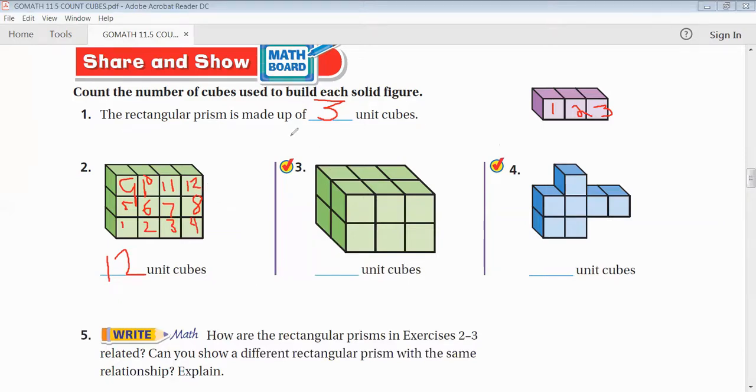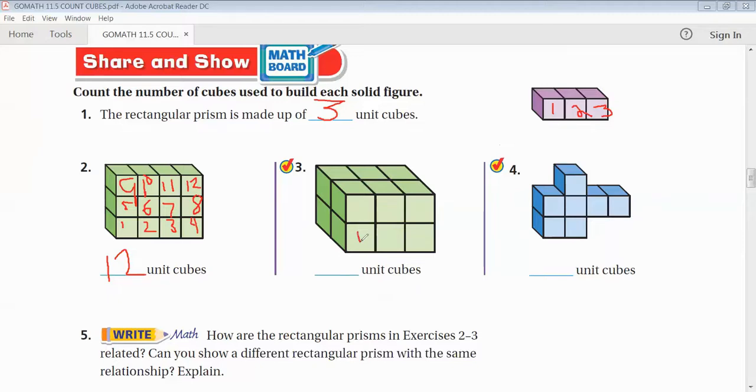Now, let's look at number 3, and you'll notice there's a little check mark here, meaning they want to see if we can really understand what we've learned thus far. Now, let's look at this rectangular prism. We'll notice that we can see the cubes in front and that there's another layer of cubes in back. And we're going to assume that it's the same amount of cubes in back as we have in front.